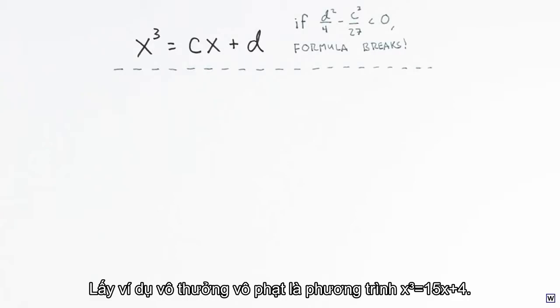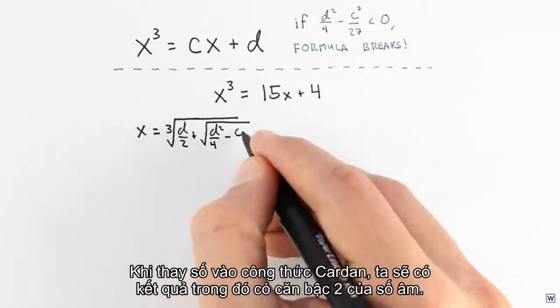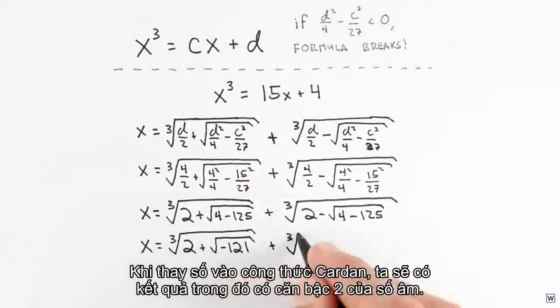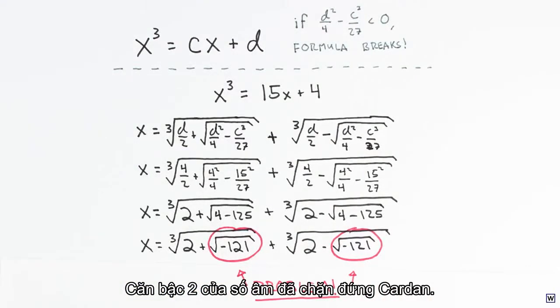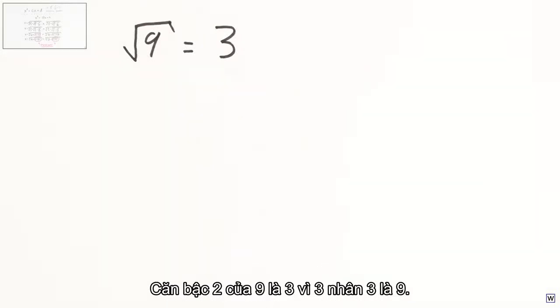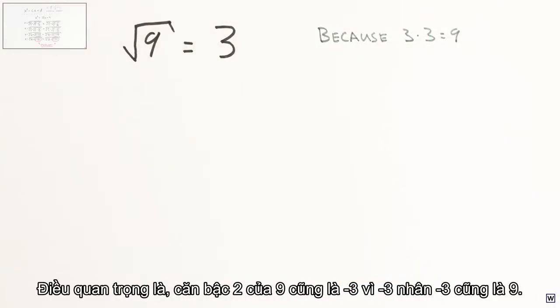Let's take the innocent-looking equation x cubed equals 15x plus 4. When we plug into Cardan's formula, we get a result that involves the square root of negative numbers. The square root of a negative number created enough of a problem to stop Cardan in his tracks. Square roots ask us to find a number that, when multiplied by itself, yields the number inside the root sign. The square root of 9 is 3 because 3 times 3 is 9. Importantly, the square root of 9 is also negative 3, because negative 3 times negative 3 is also positive 9.